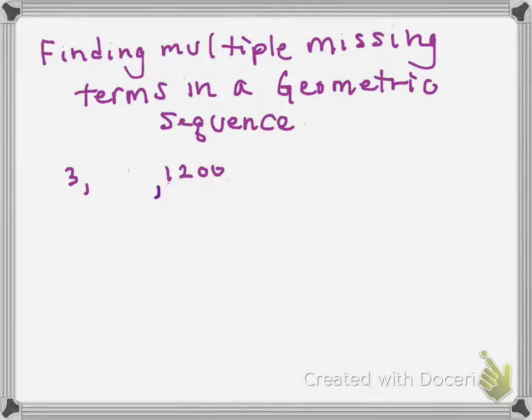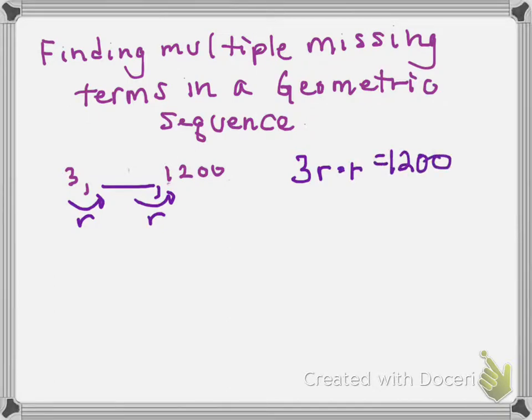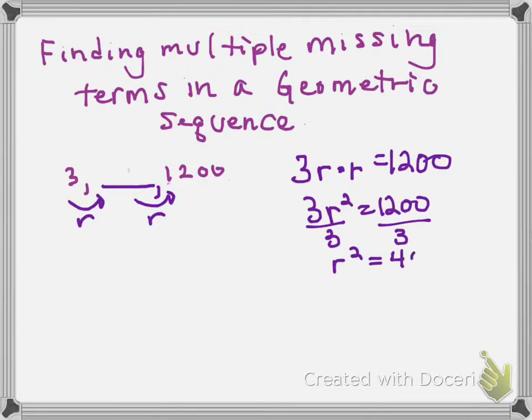We don't have the ability to find our ratio very easily, but we can set up an equation. We know we'd multiply by our ratio twice, once to get our missing term and once to get to 1200. So we could say 3 times my ratio squared equals 1200. So that's 3r squared equals 1200. We divide by 3 and we get r squared equals 400.